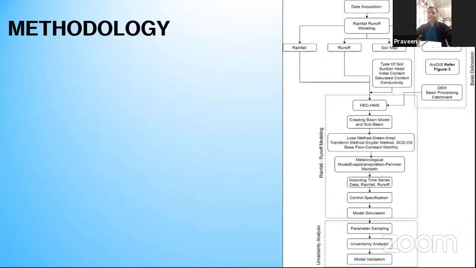Then what exactly is the methodology? How exactly can this rainfall-runoff model be done? What are the different steps we have to follow? I have put a simple flow diagram to understand the complete methodology of developing a hydrologic model using HEC-HMS. It starts with data collection.